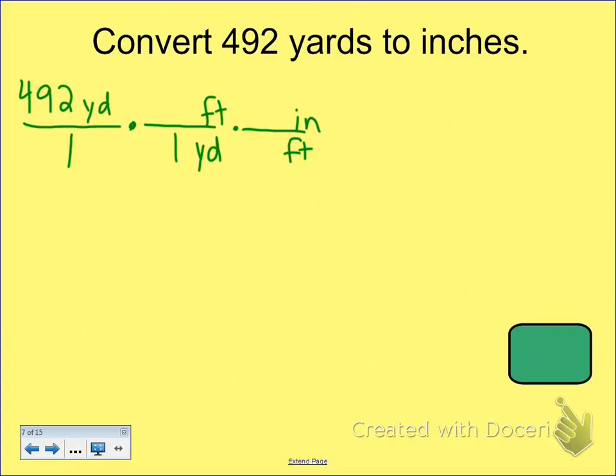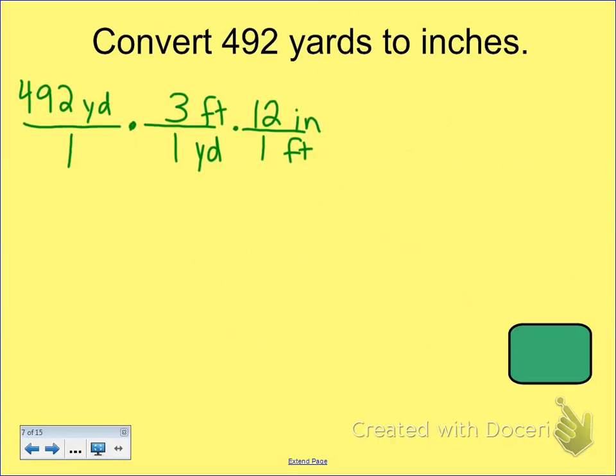How many feet are in a yard? 3 feet are in a yard. Next fraction. Which one's bigger, an inch or a foot? That's right. A foot is bigger. How many inches in a foot? 12. Now, after you have all of your numbers, now go through and cancel out your units.